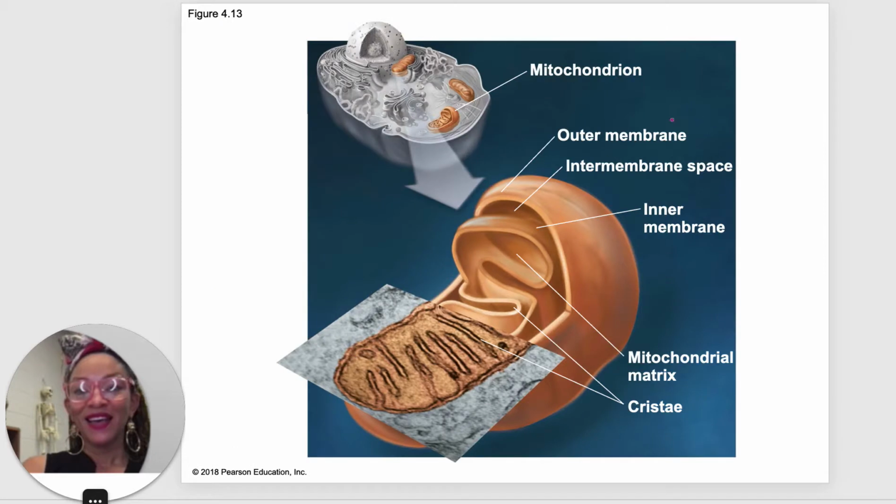Okay, so mitochondria looks like a little pill bug sitting right here within the cell. And you see we have this outer membrane, the intermembrane space, so that little space between the two membranes, and then the inner membrane. Okay, so within the inner membrane, we have that mitochondrial matrix and these little folds you see right here within that inner membrane. These are called cristae.